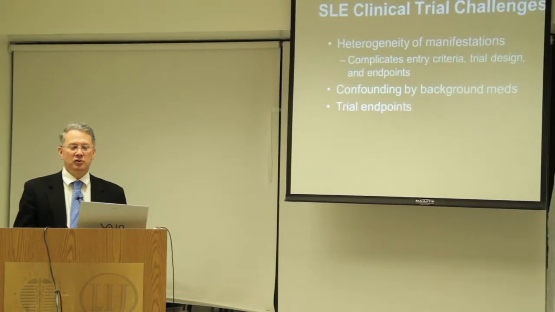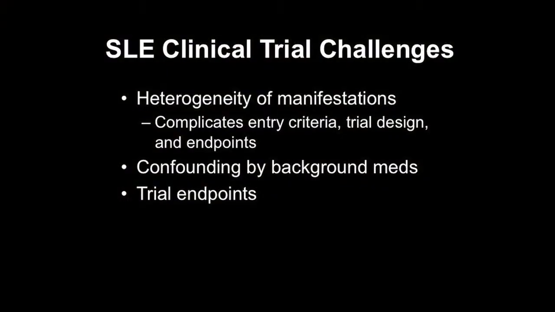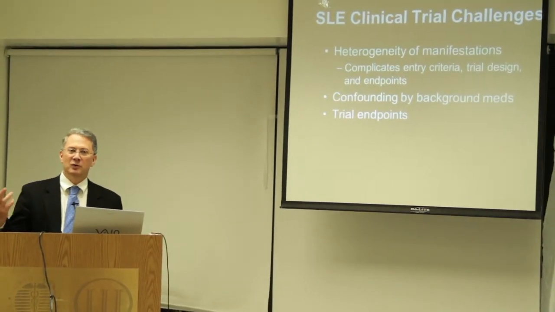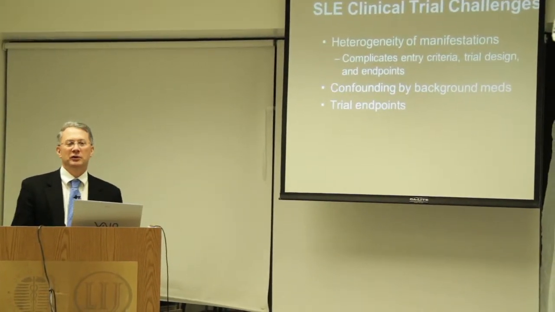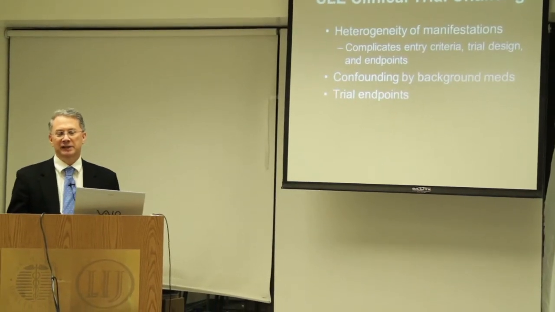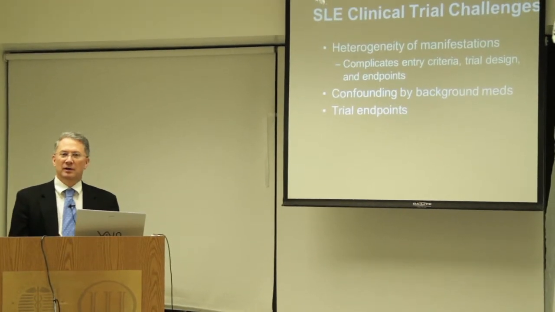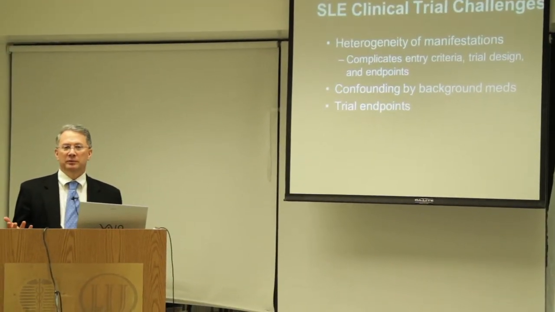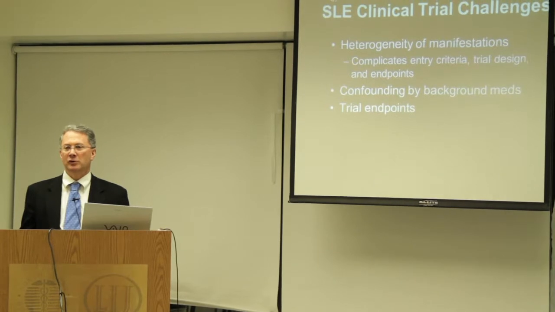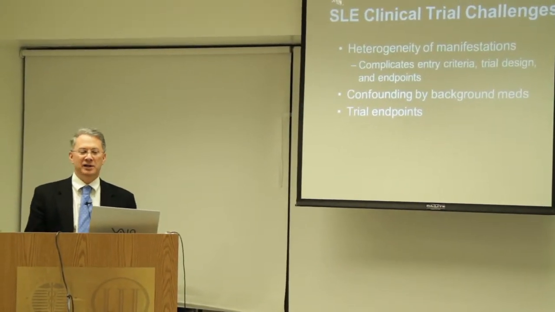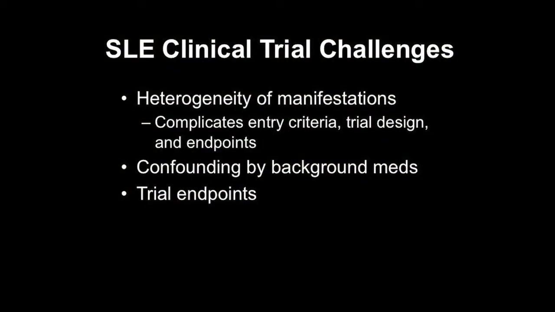It's hard to design trials. Why is that? Because of the heterogeneity of manifestations. So you can't go to the FDA and say, well, we have this drug, we think it works pretty well because the patients told us. You have to go to the FDA with data, hardcore data. So how do you design trials? Do you just limit the trial to lupus rash or to lupus arthritis? Or do you take all comers, no matter what manifestation they have? So the heterogeneity of manifestations make trial design very difficult.